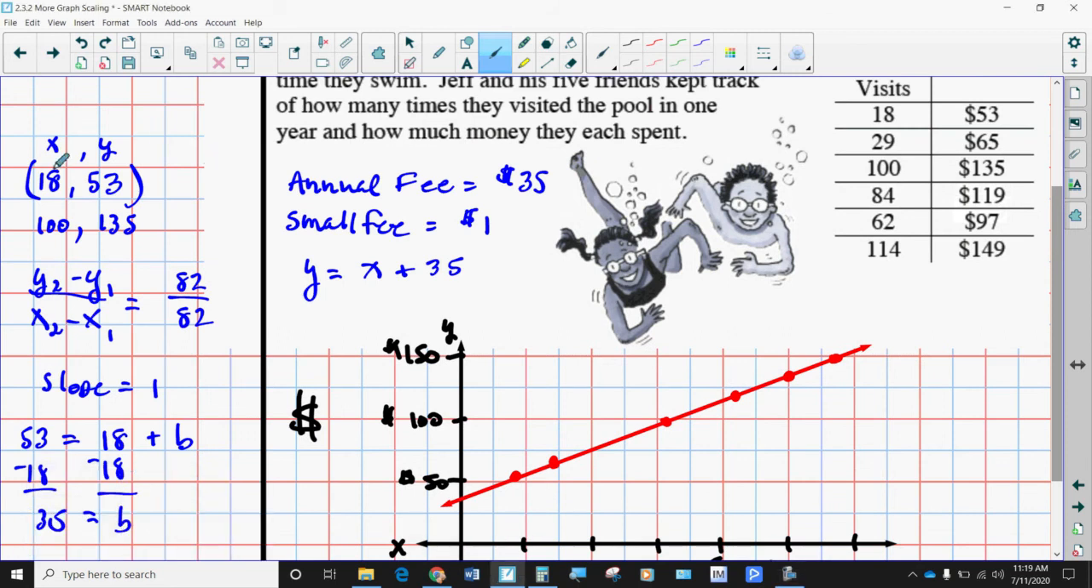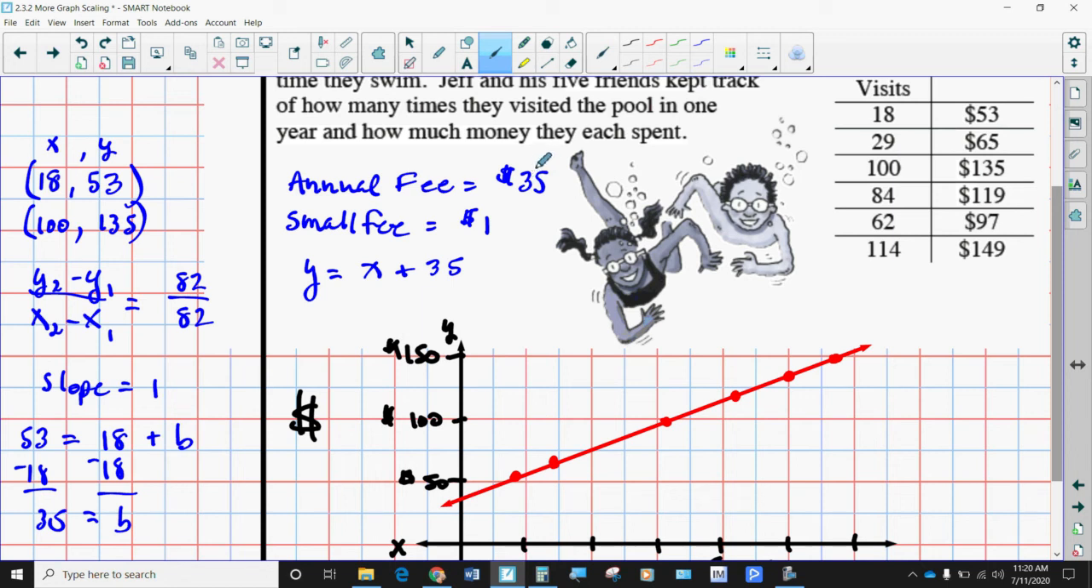All right. I'm not going to walk you through what I did here, but I did take 2 ordered pairs and I figured out the slope ratio, the rate of change, was 1. So 1 over 1, 82 over 82, in this case 1 over 1. So that means that the small fee that they pay to get in is $1. And once I figured that out, then I was able to figure out what the y-intercept was, which is this point right there, which is 35, which means that's the annual fee.